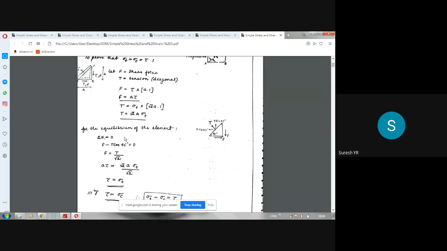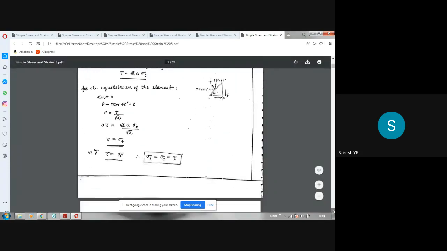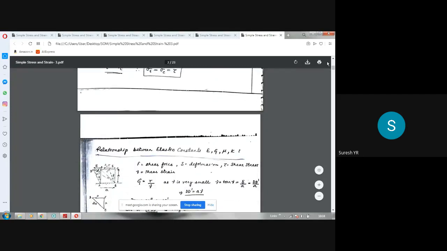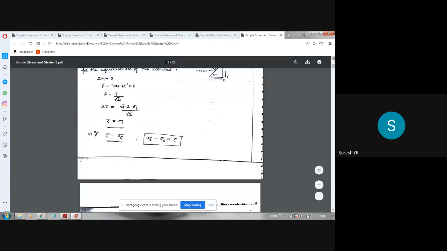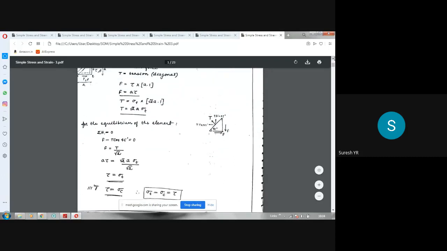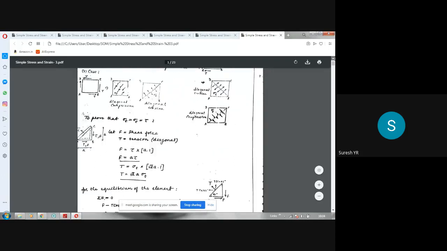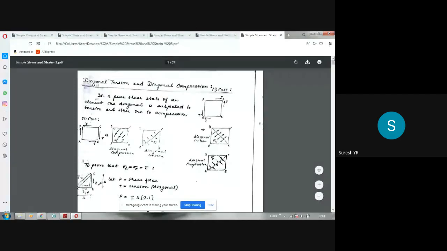Once again, if you use this equilibrium concept, you can prove that tau is equal to sigma T as well as equal to sigma C. So this is a very, very important concept to understand even compound stresses, which we are going to deal with in module 2. What I meant to say is, whenever an element is subjected to a state of pure shear, then it leads to diagonal tension as well as compression. This is corresponding to two dimensions only. One of the diagonals will be subjected to tension. Another diagonal will be subjected to compression. That is the meaning.